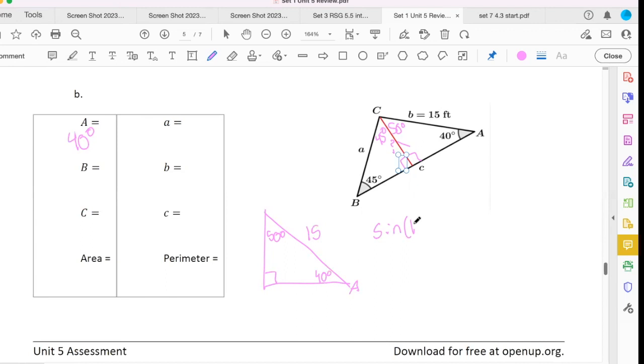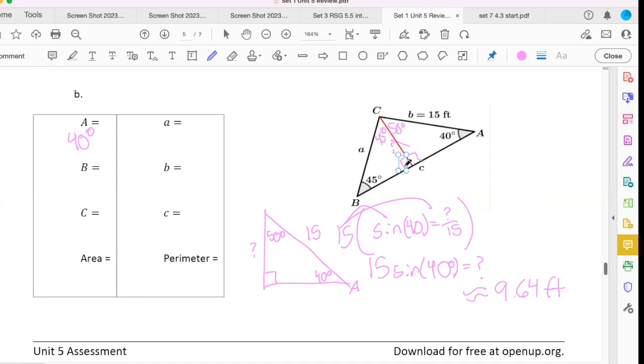So if you run through some trig ratios, you can say that sine of 40 should be equal to, let's call it question mark over 15. And so how do you think you can solve for question mark? If you multiply everything by 15, do that to everything. So this is saying that 15 sine of 40 degrees equals your question mark. And what is that approximately? 15 sine of 40, 9.64 approximately. Which makes sense, smaller than 15, so that's a good thing. 9.64 feet.